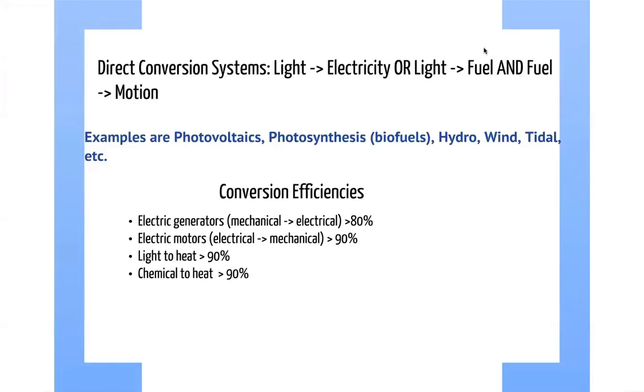Of course, light to fuel is essentially photosynthesis, right? Everyone knows this. And fuel to motion is, for instance, an internal combustion engine. So examples are photovoltaics, photosynthesis, using biofuels, hydro, wind, tidal, etc. Now, of course, we will be very concerned in this class about conversion efficiencies. In other words, how efficiently can you take energy in one form and put it in another form?